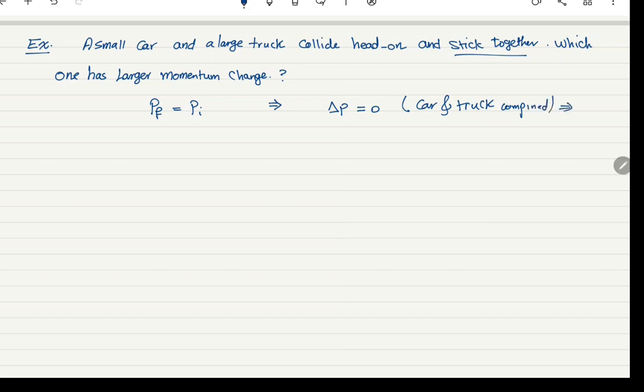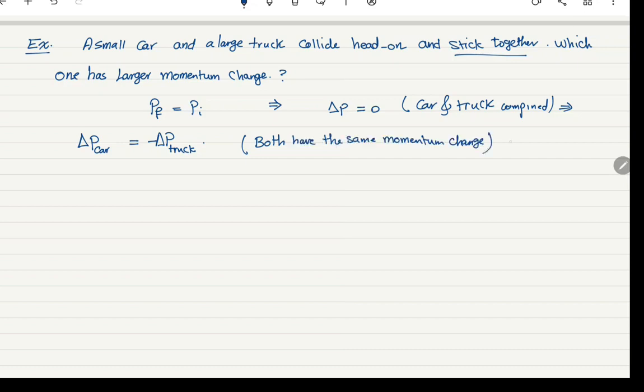In this case, the change in momentum for the car equals minus the change of momentum of the truck. So to answer this, they both have the same momentum change magnitude.